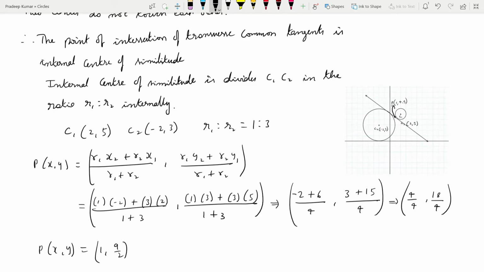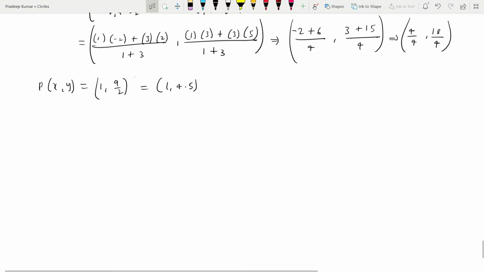I didn't draw both of the tangents. Once we get the equations for both of the tangents, then we will draw the figure at the end of the problem. However, at that particular point, both of the tangents were meeting. So that point is 1 comma 9 by 2, which is nothing but 1 comma 4.5, since 9 by 2 is nothing but 4.5. So this is a simple figure to understand, and even by using this figure, we will find out the common tangent.